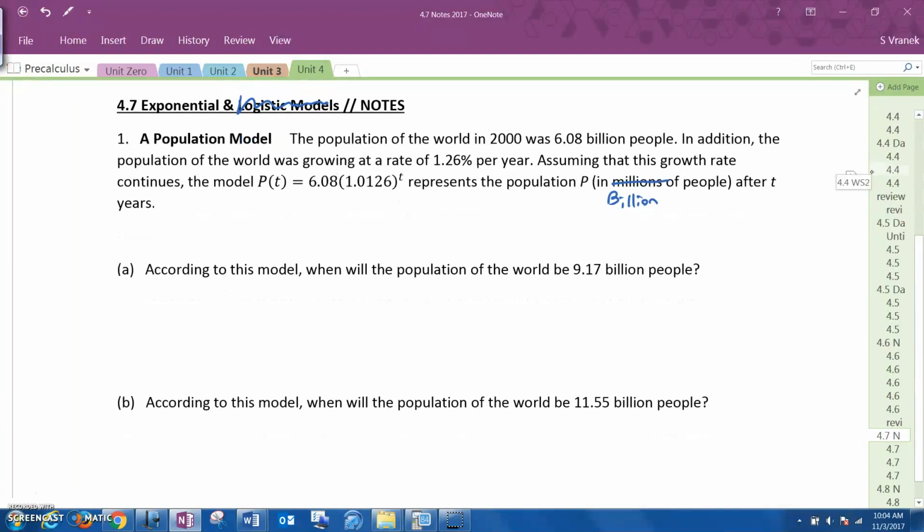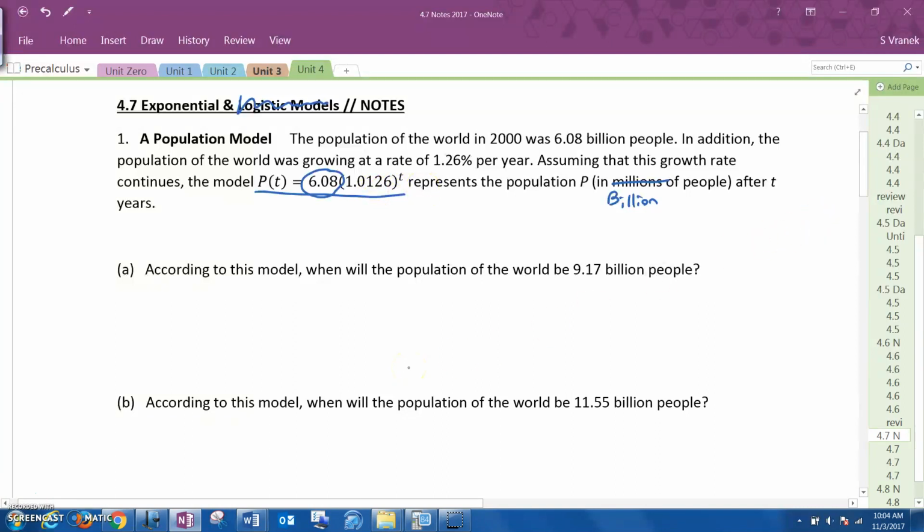The population in the world in 2000 was 6.08 billion people. We also know it's growing at 1.26% per year. Assuming the growth rate continues, the model is given here. Note that in this model, that is your initial amount, which is 6.08 billion, and our growth rate is in here, added to 1, the 0.0126.